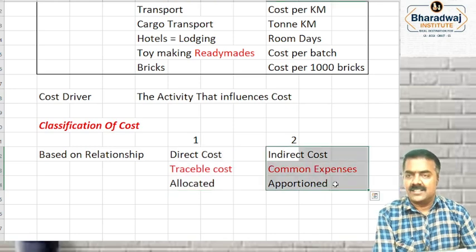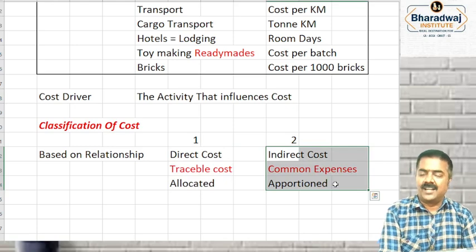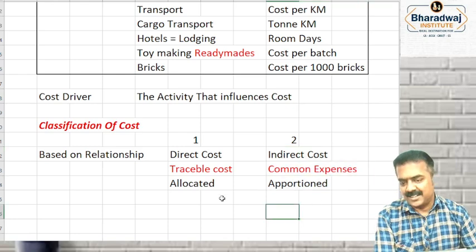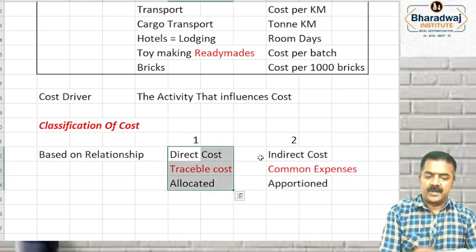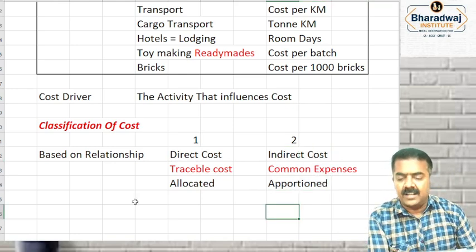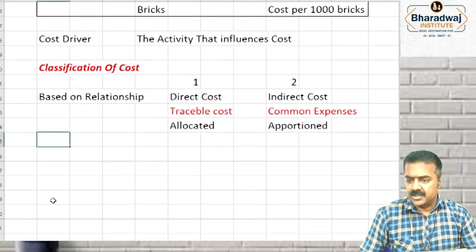What is indirect cost? Rent for the house, food expenses, common electricity charges. That we call it as which one? Indirect cost. Okay. Direct cost can be identified with a particular person, cost object, but indirect cost cannot be identified. They are what? Apportioned. This is based on which one? The relationship. Based on relationship.